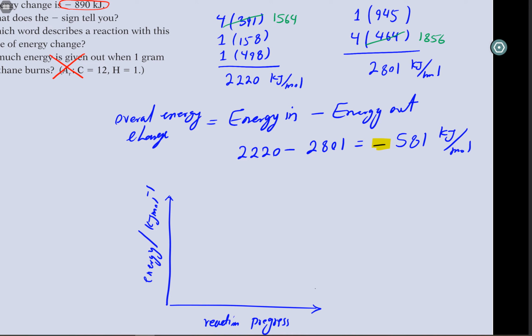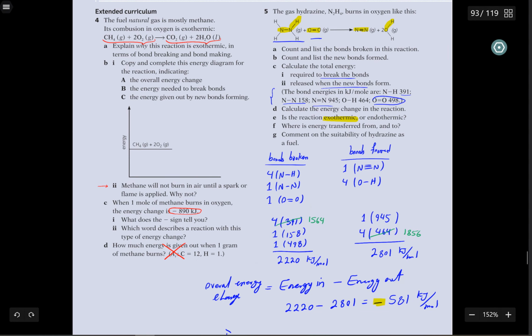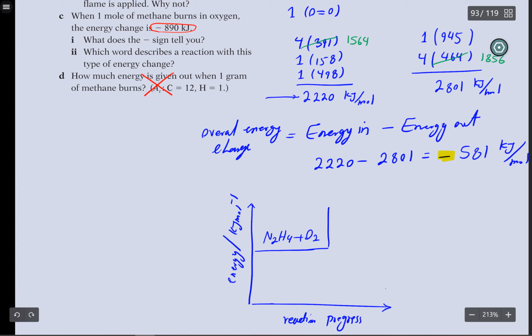This is an exothermic reaction. Suppose here is the energy level for the reactants, which is hydrazine N2H4. Let's look at the reaction. We have hydrazine, it reacts with oxygen. So we have N2H4 plus O2. We have to give 2220 kilojoule per mole of energy to break the bonds. So if we give 2220 kilojoule per mole of energy, bonds are broken.